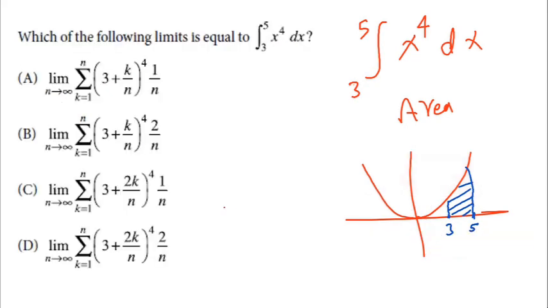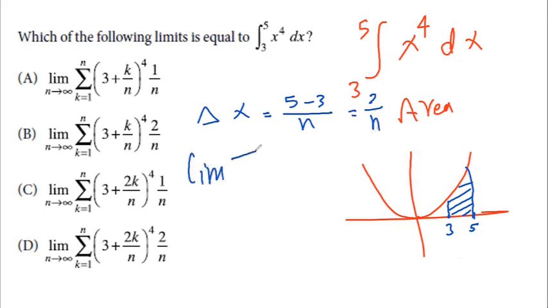So in this question, our delta x, again, will be b minus a, that's 5 minus 3, over n. So we will keep n. All the options have n. And then we'll take the limit as n goes to infinity. So that's 2 over n. So you have a limit of a sum, and that's the width of the rectangle, delta x, you'll just write 2 over n. So that's just the width.